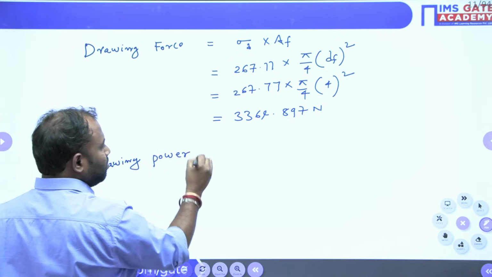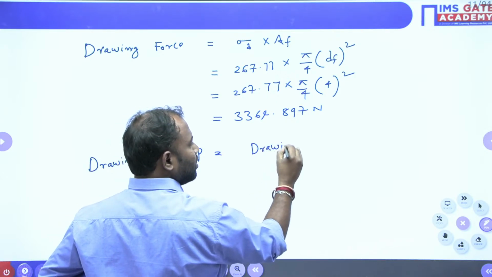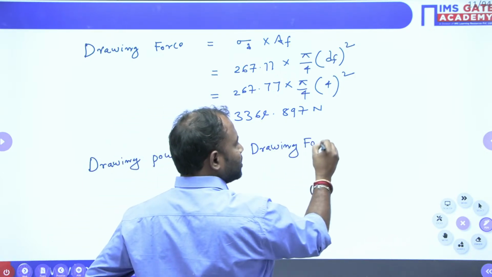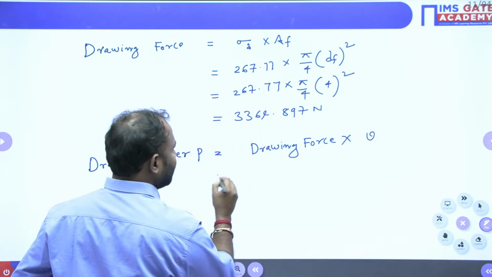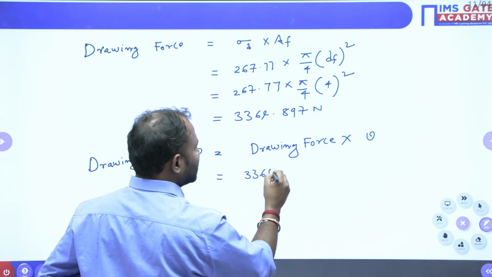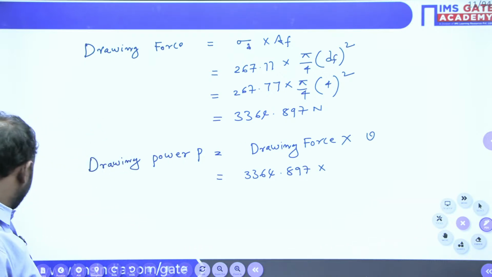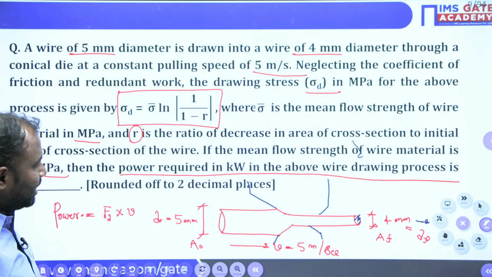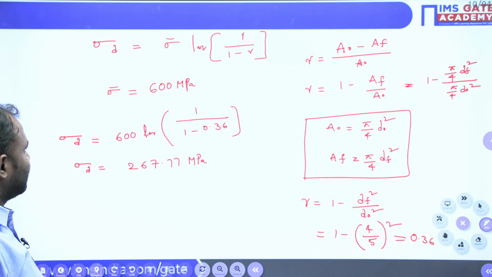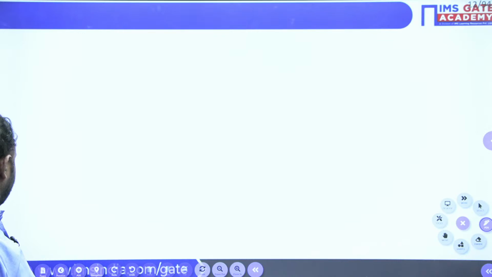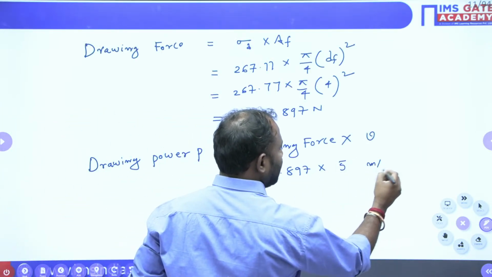is equal to P is equal to drawing force or drawing load, drawing force into what is that? Velocity, drawing velocity. That is drawing force is equal to 3364.897 newtons into, what is the velocity guys? What is the velocity given? Drawing velocity 5 meters per second. Okay, so it is meters per second.